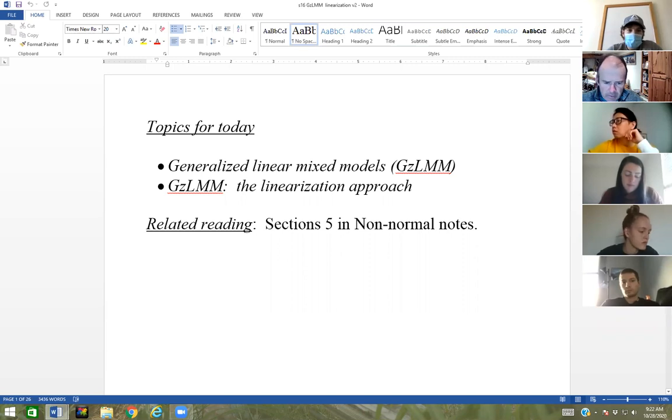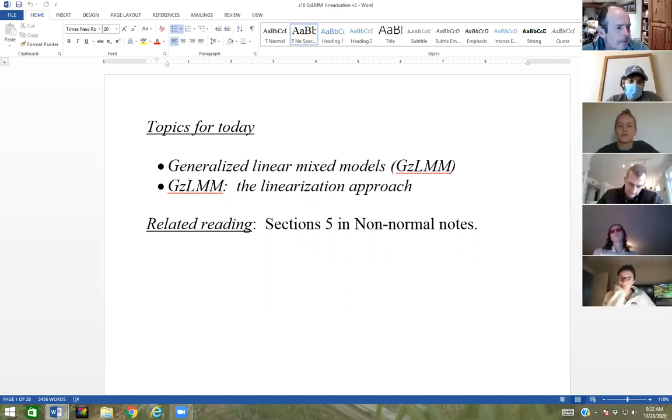So we're still on the topic of generalized linear mixed models. And we're going to talk about an alternative way to fit a model other than the quadrature approach that we used before.